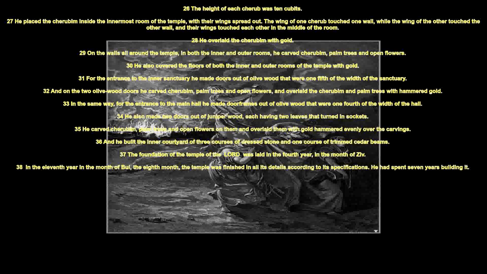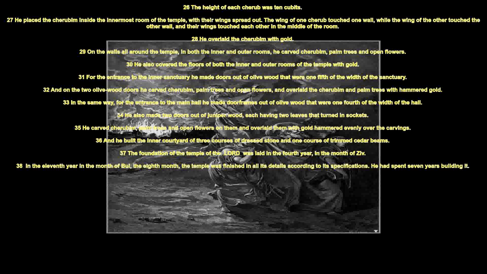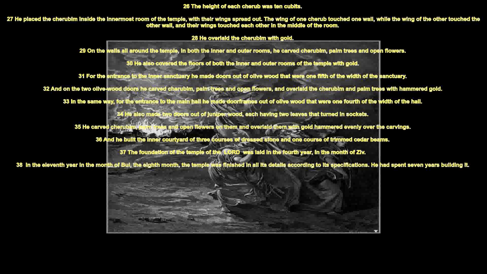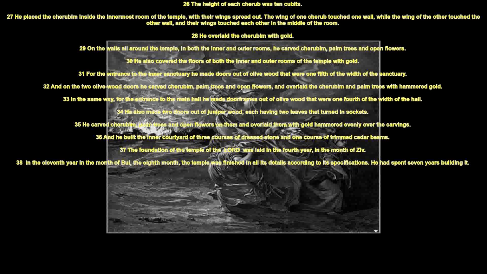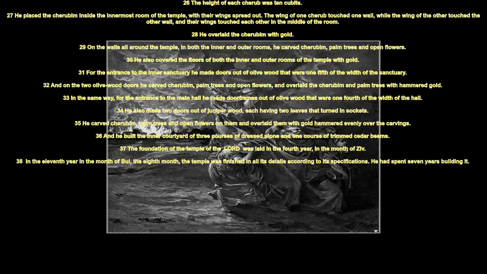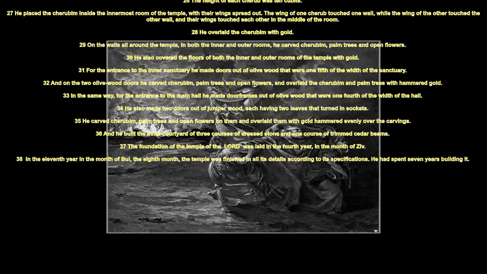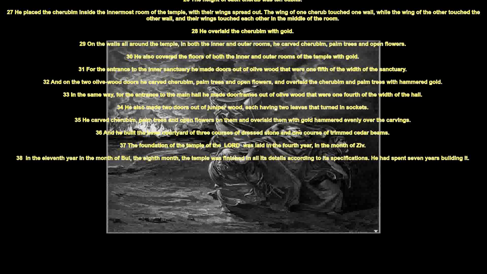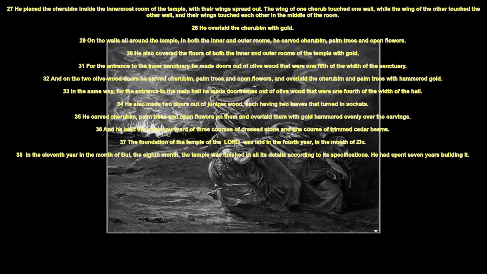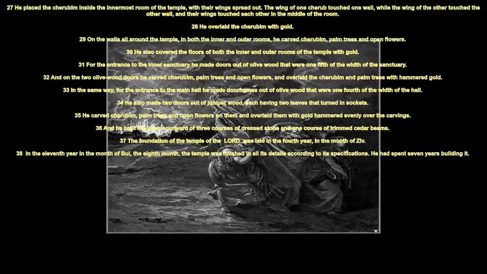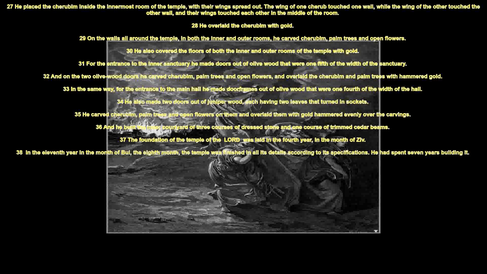Verse 34. He also made 2 doors out of juniper wood, each having 2 leaves that turned in sockets. Verse 35. He carved cherubim, palm trees and open flowers on them and overlaid them with gold hammered evenly over the carvings. Verse 36. And he built the inner courtyard of 3 courses of dressed stone and 1 course of trimmed cedar beams.